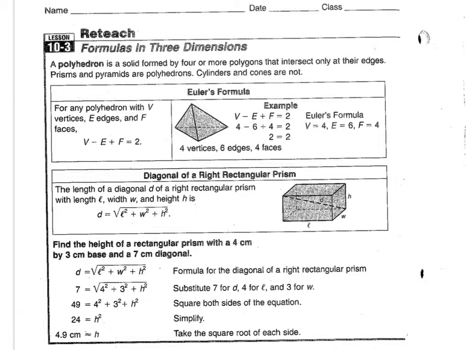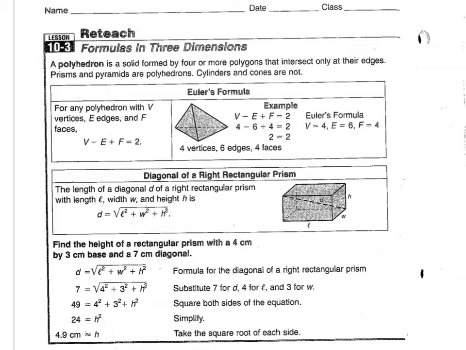Okay, students, in section 10.3, titled Formulas in Three Dimensions, we're going to learn about Euler's formula, about the distance in the diagonal of a right rectangular prism, and we're going to learn also about finding the coordinate points in a three-dimensional coordinate plane.